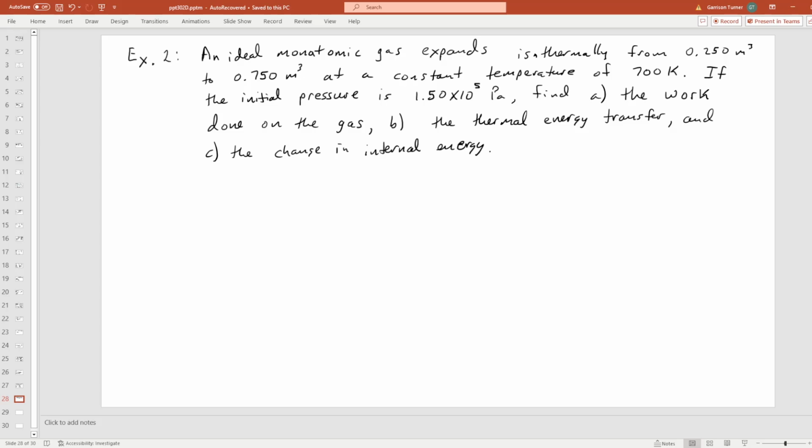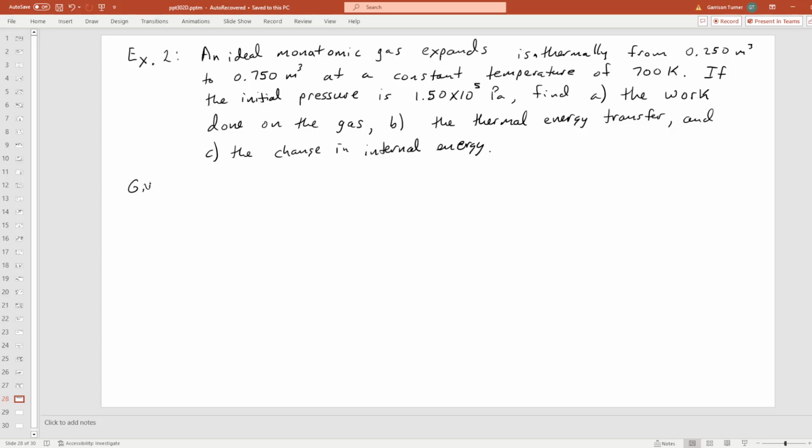So a second example, we have a monatomic gas, and it's expanding isothermally from 0.250 cubic meters to 0.750 cubic meters at a constant temperature of 700 K. And if the initial pressure is 1.5 times 10 to the fifth pascals, we want to A, find the work done on the gas, B, the thermal energy transfer, and C, the change in internal energy, right?